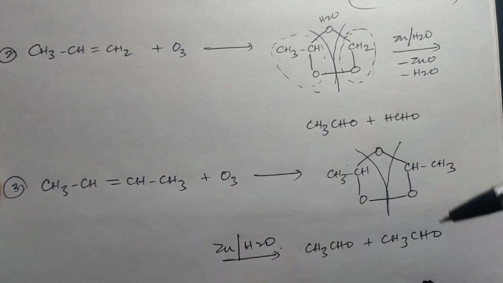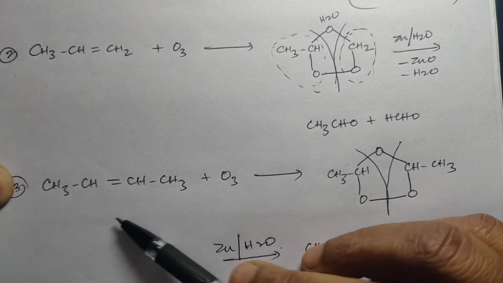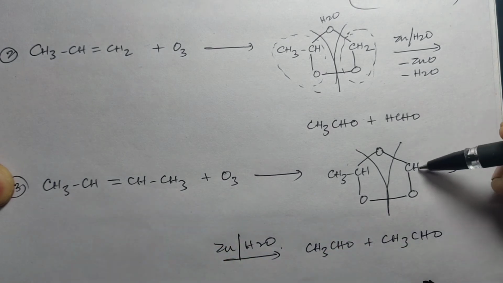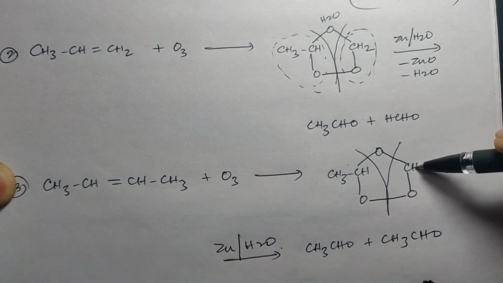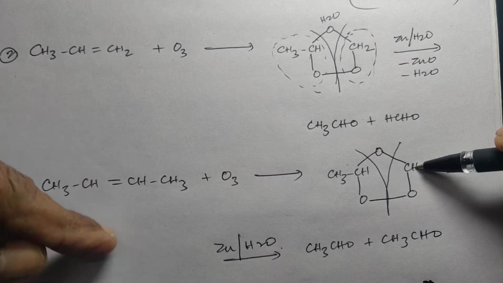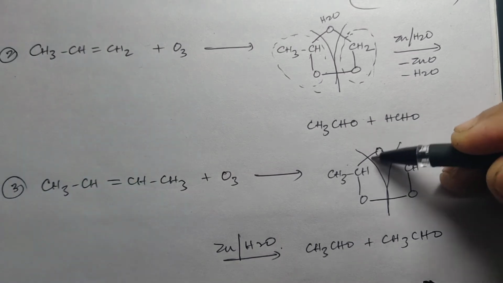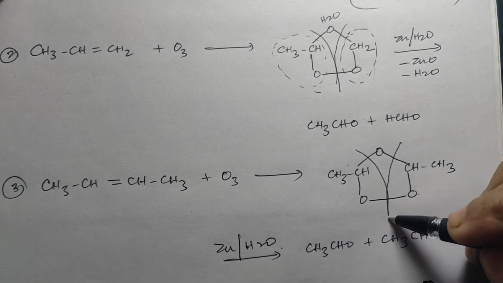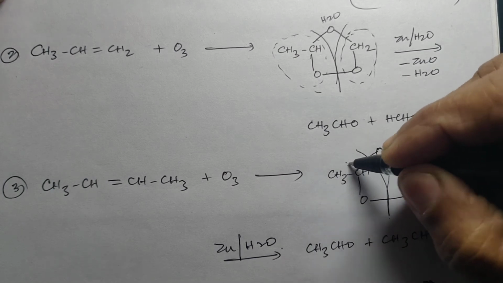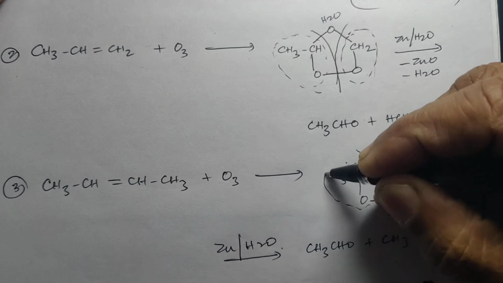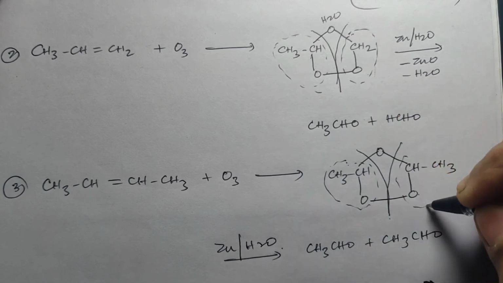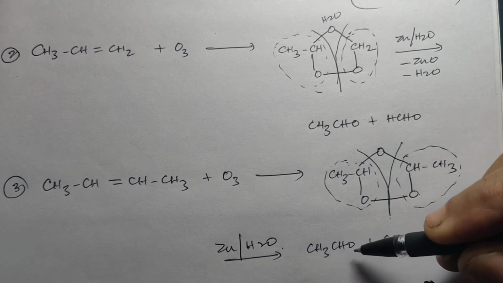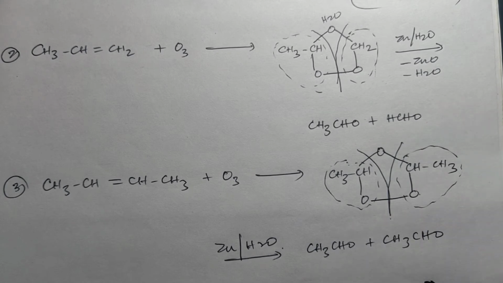Look at another example. Now again ozone is added between these 2 carbon atoms, so you get the corresponding ozonide. Remove the double bond and place the three oxygens in this way, okay? Then you cut it, and this will become a product and this will become another product. So 2 molecules of ethanol are formed in this process.